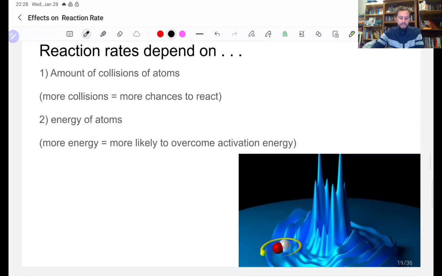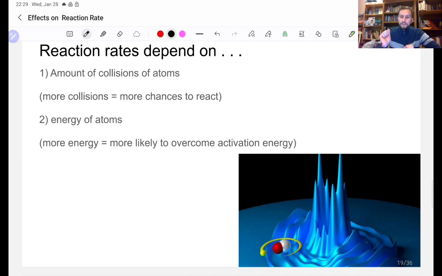Now, reaction rate depends on the amount of collisions of the atoms and the energy of the atoms. The more collisions, the more chances to react. Something you'd learn in AP Chem that I'll just mention for 10 seconds here is that technically it's not just any collision. They have to collide with the right orientation or in the right direction so that the right atoms hit each other for them to react. But the more collisions, the more chances of reaction.